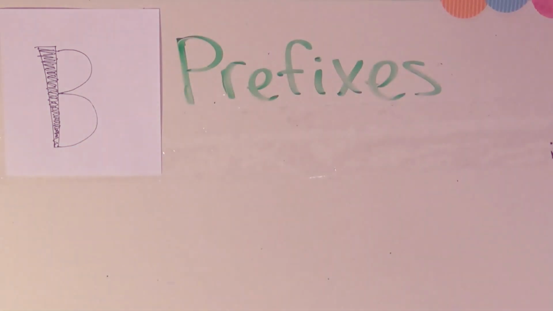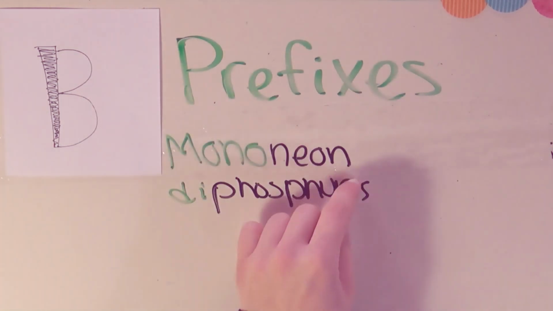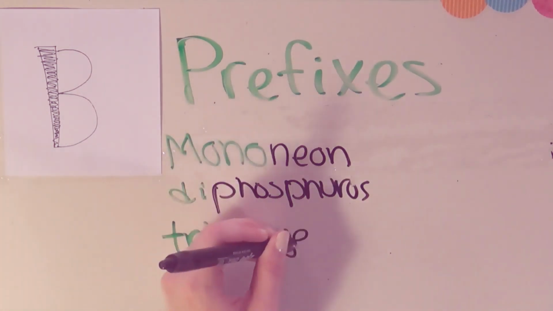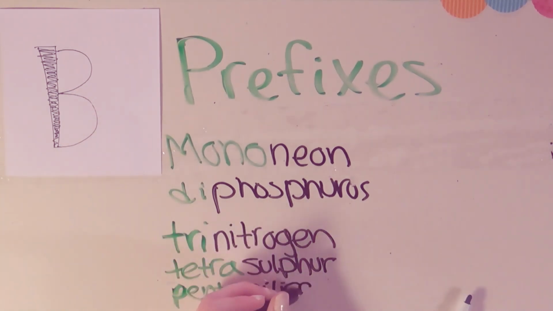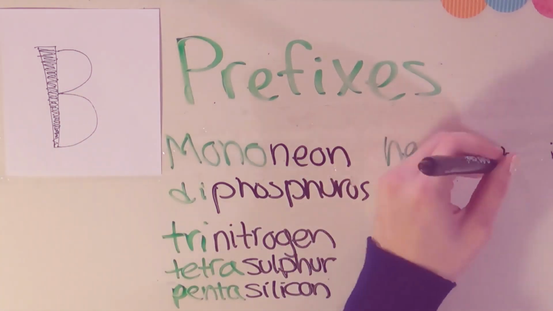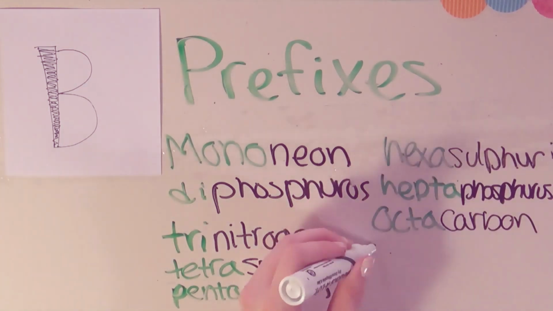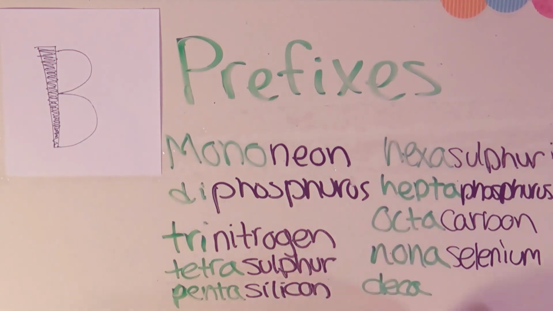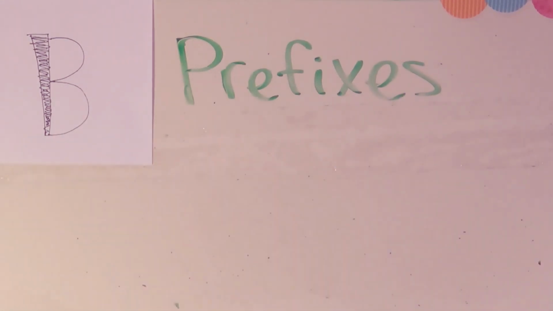The next thing to understanding what prefixes mean is that there are 10 prefixes resulting in quantities 1 through 10. The prefixes are mono, di, tri, tetra, penta, hexa, hepta, octa, nona, and deca. These prefixes will come before each pertaining element.